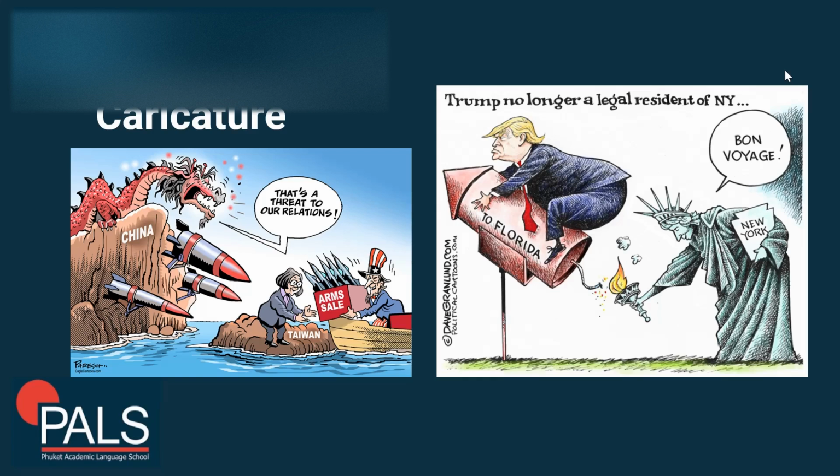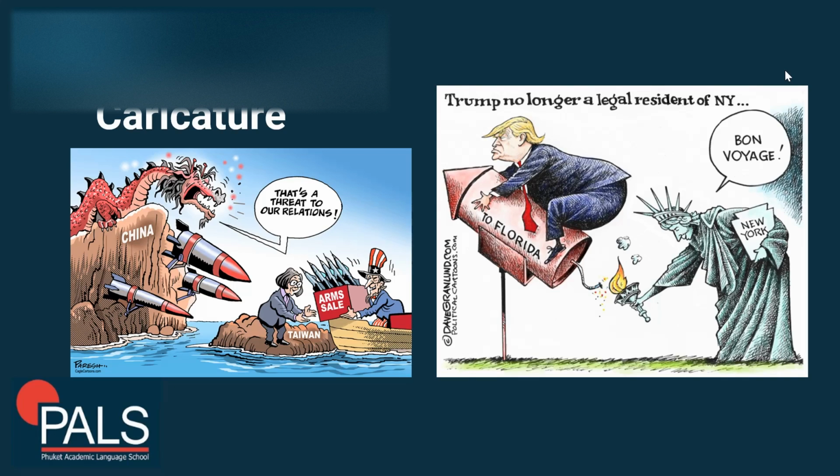So we look at the political cartoon on the right. It says, Trump no longer a legal resident of New York, and why? And we have a rocket written to Florida, and we've got a caricature of Trump with a big butt and an overly exaggerated frown and hair coming out way beyond his forehead and a big old grumpy looking chin. These are exaggerations of Donald Trump, no matter what you think of him. If you look at a photograph, he does not look as unattractive and grumpy as this.